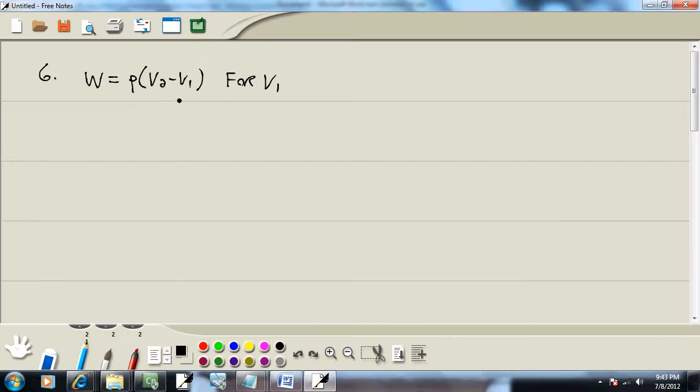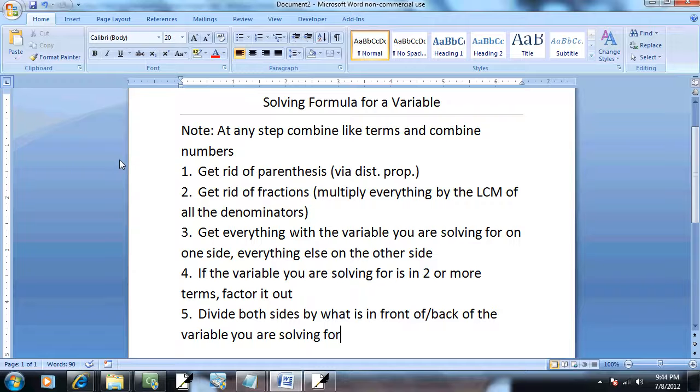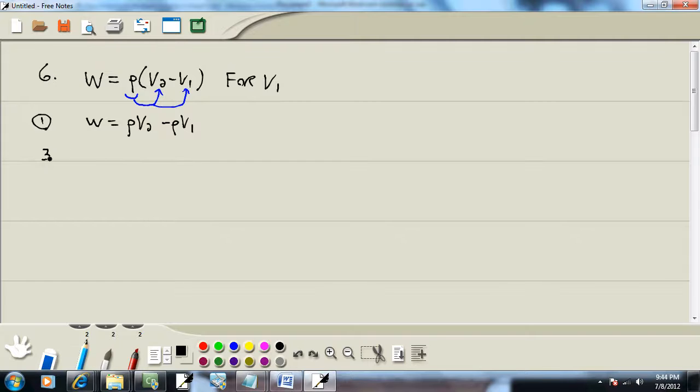First step, get rid of parentheses. And this is via the distributive property. So we're going to take the P and we'll multiply it times the V sub 2 and times the negative V sub 1. So we get W is equal to P V sub 2 minus P V sub 1. Step 2, get rid of fractions. Don't have any.